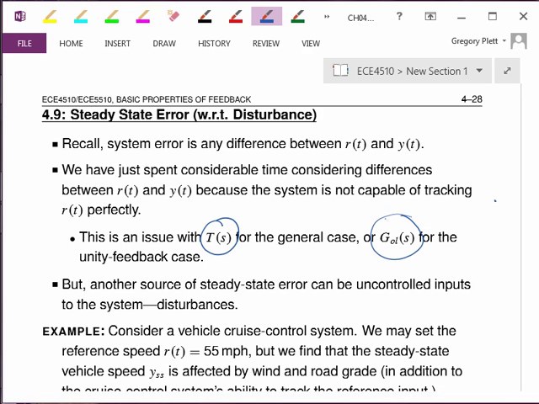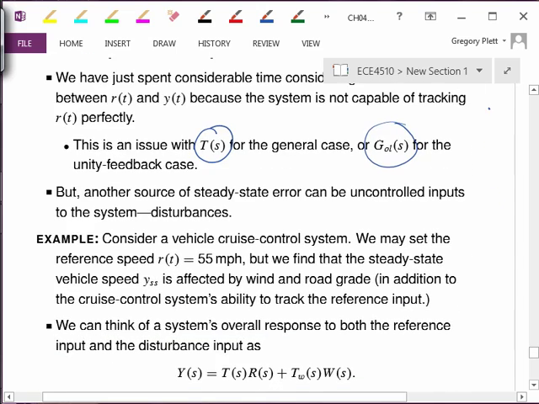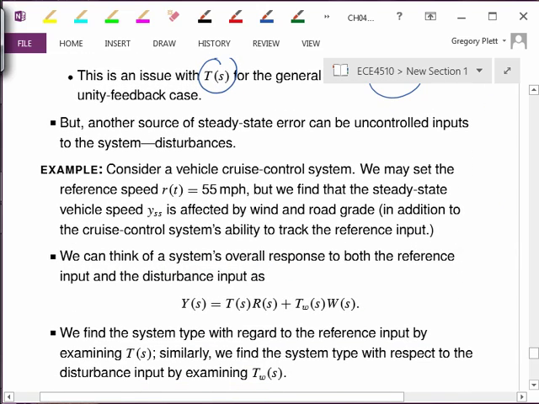But there's another source of steady-state error, and that's uncontrolled inputs to the system, and those are what we call disturbances. In the example we've talked about a number of times already, in a vehicle cruise control system, we might set the reference speed to 55 miles per hour, but we find that the steady-state vehicle speed is affected by wind and road grade, in addition to the cruise control system's ability to track the reference input. So the disturbance is going to have some impact on steady-state error.